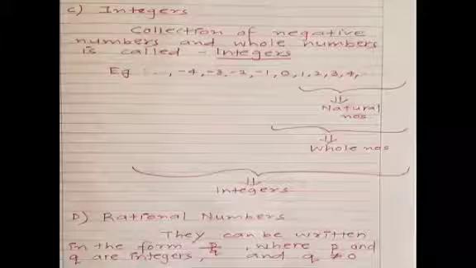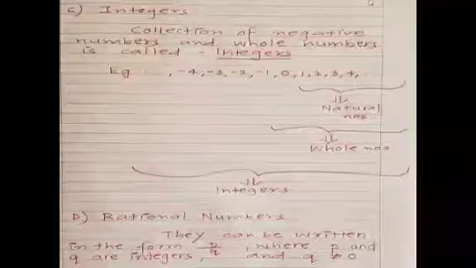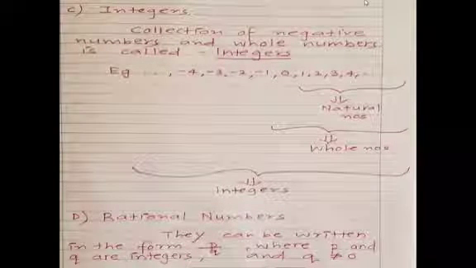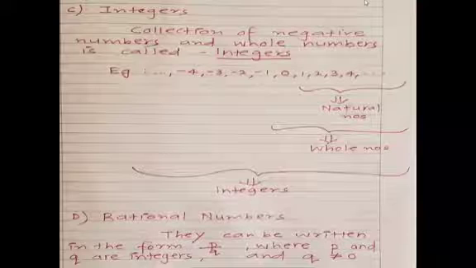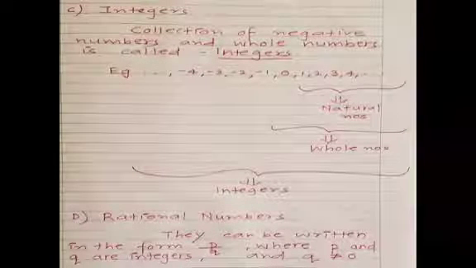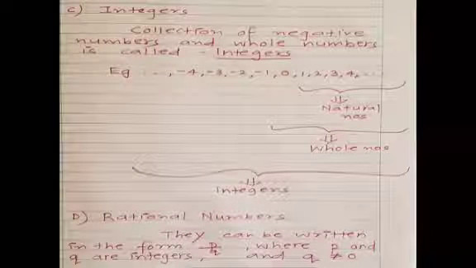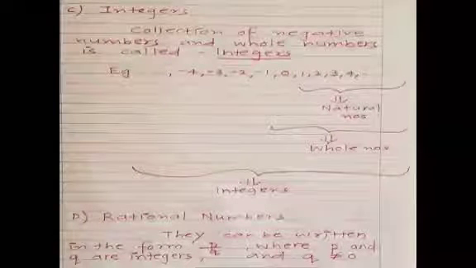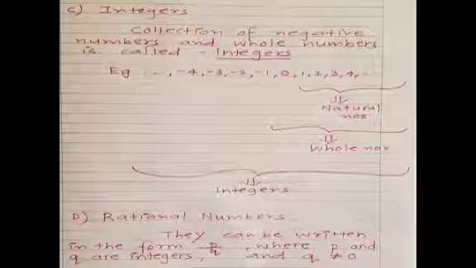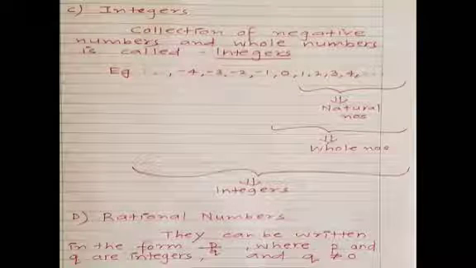Now, let us try to understand the next set of numbers, which are referred to as integers. Integers are often referred to as the collection of negative numbers along with whole numbers. Let us understand it with the given example. The example being given is numbers such as -4, -3, -2, -1, 0, 1, 2, 3 and 4.